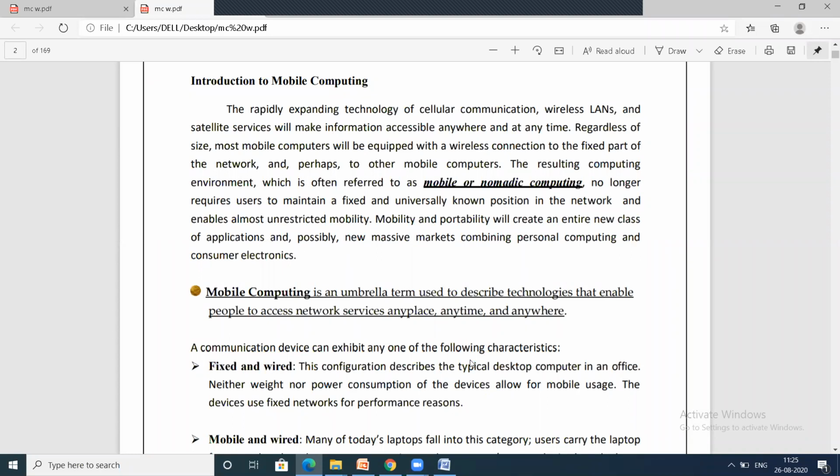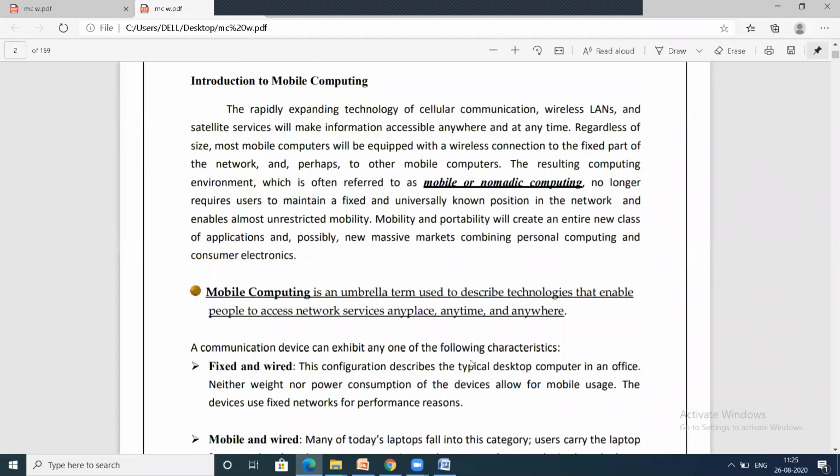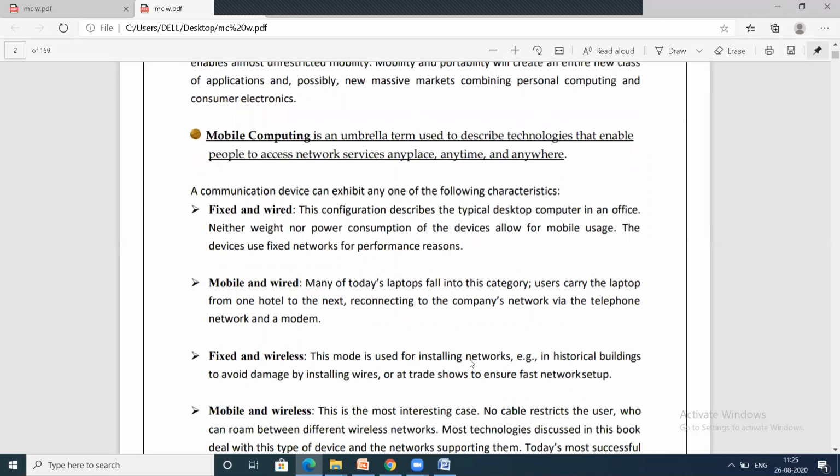Okay, in the first class, I'm repeating the syllabus, and today I will share the material also about the first unit. This is the material I am showing you, which I am going to give you. First we discussed what mobile computing is. Already I told you, mobile computing is an umbrella term which is used to describe the technologies. It is mainly for the users. It enables the users to access network services from any place, anytime, and anywhere. This is the main purpose of mobile computing.